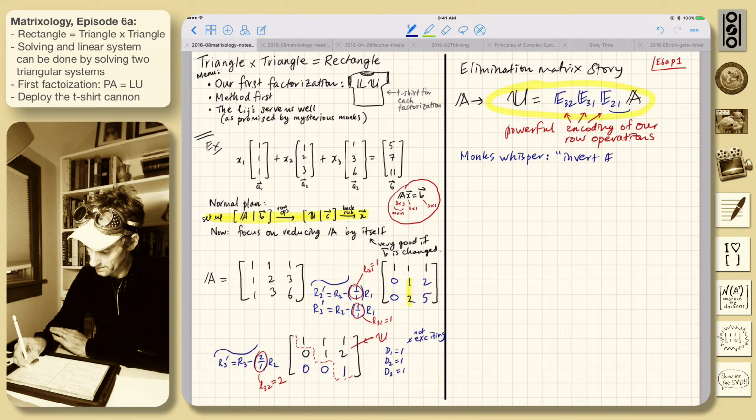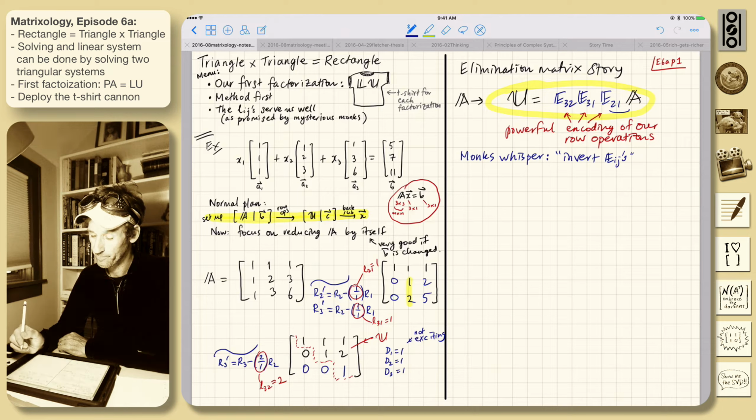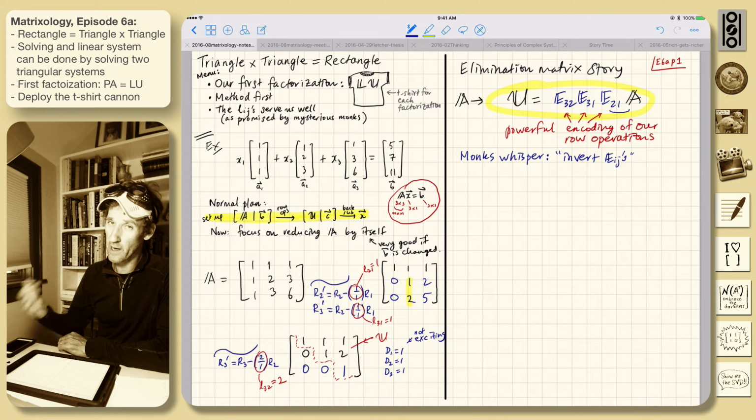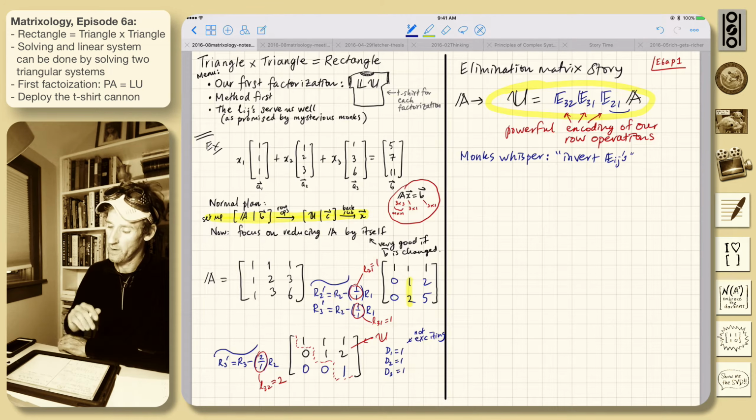Invert the E_ij's. So if we inverted them, and we thought about this a little bit, we could put them on the other side. So this whole thing can become, let's peel one off, right? So I'm going to swap this around.